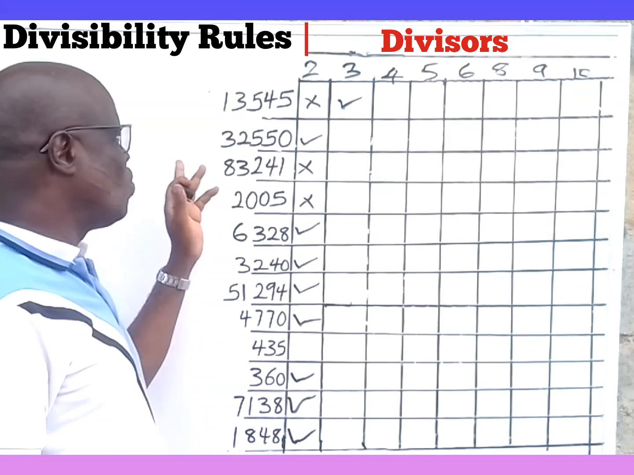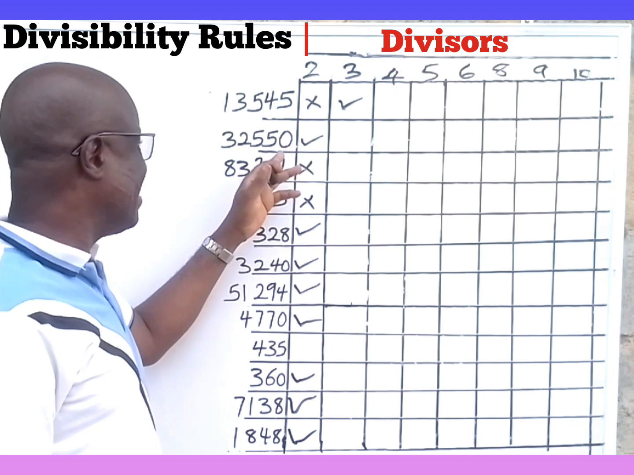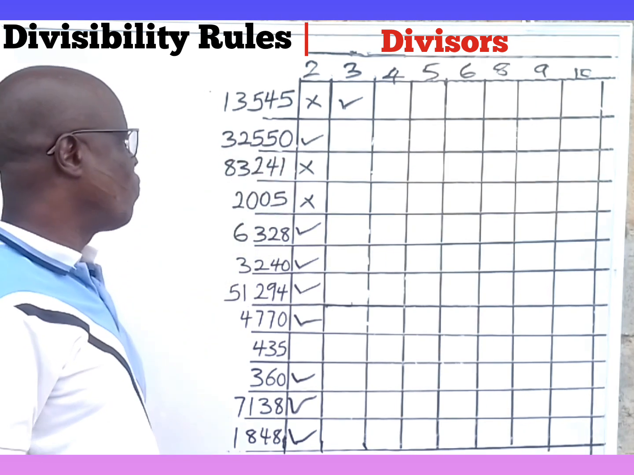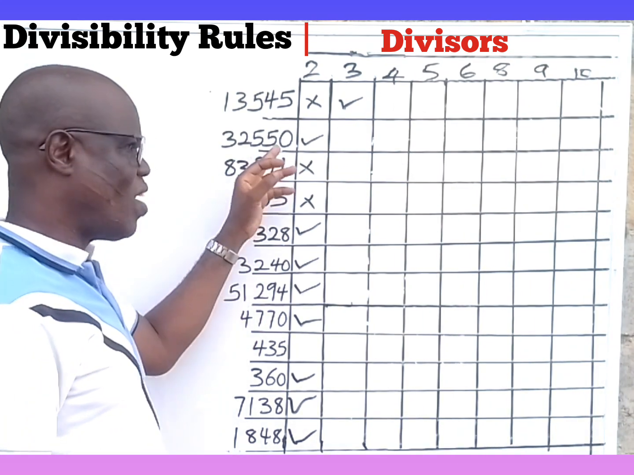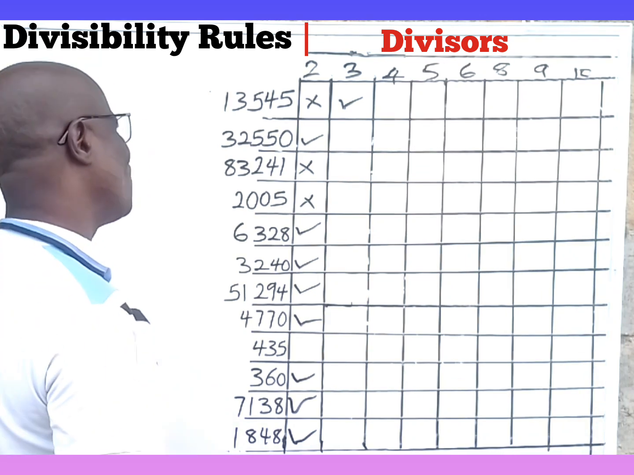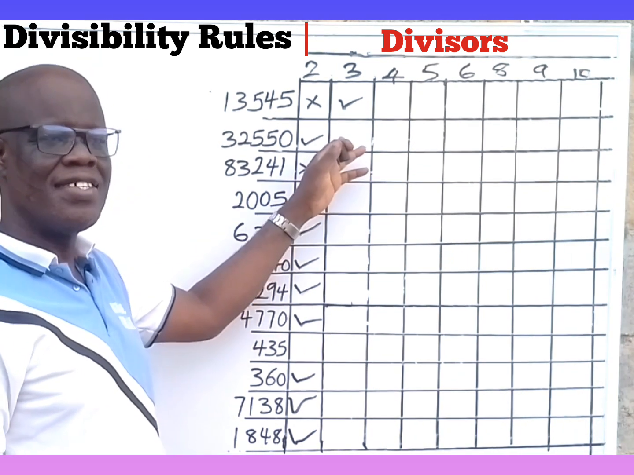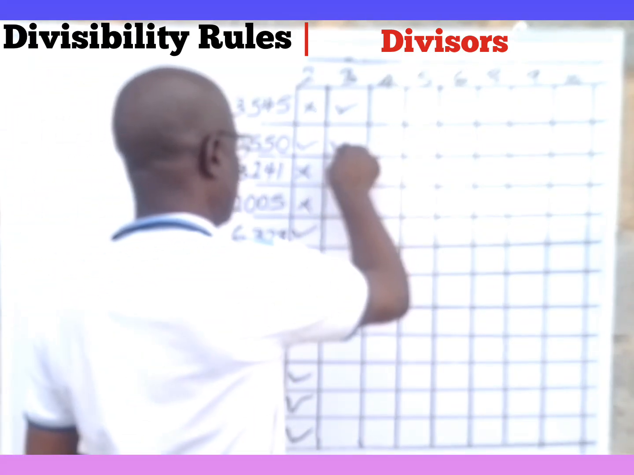Therefore, this number can be divided by 3 exactly. Now, let's look at this one. What of this? This one cannot be divided by 3 exactly. Let's check. 3 plus 2, 5. 5 plus 5, that's 10. 10 plus 5, 15. 15 divided by 3 is 5. Therefore, I am the one that is wrong. This number can be divided exactly by 3.